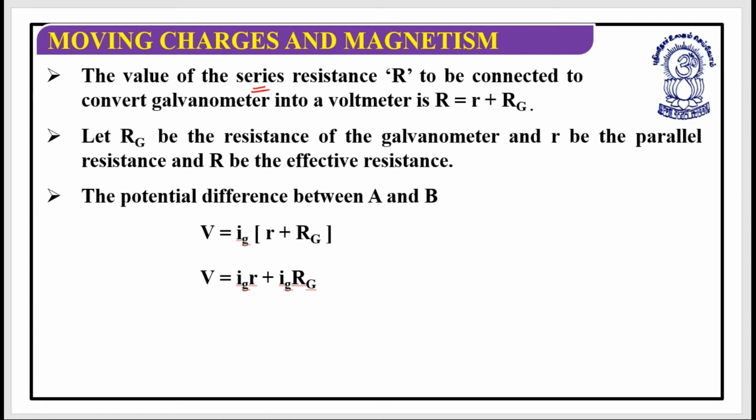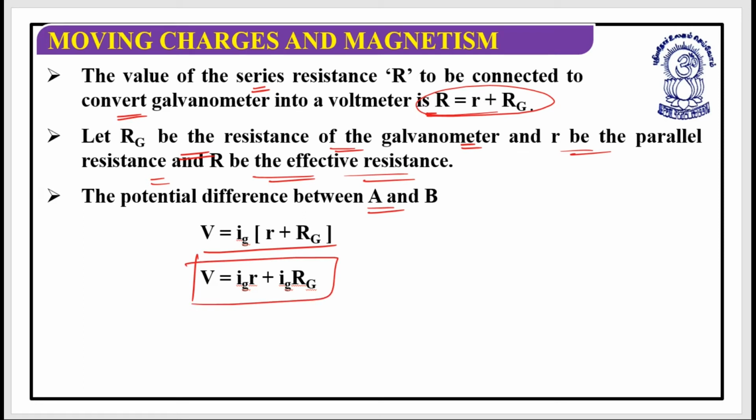The value of the series resistance R to be connected to convert a galvanometer into a voltmeter is as follows. Let's suppose Rg is the resistance of the galvanometer and small r is the series resistance, and capital R would be the effective resistance. So the potential difference between A and B, V, is equal to Ig into bracket R plus Rg, and the total potential difference could be written as Ig into R plus IgRg.